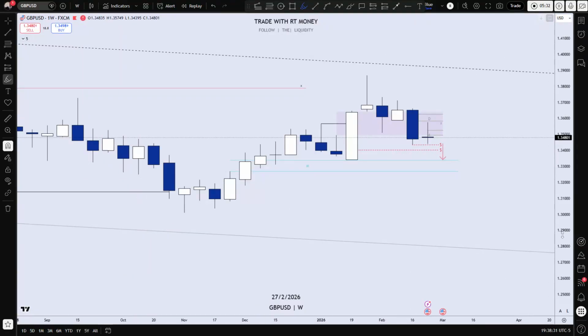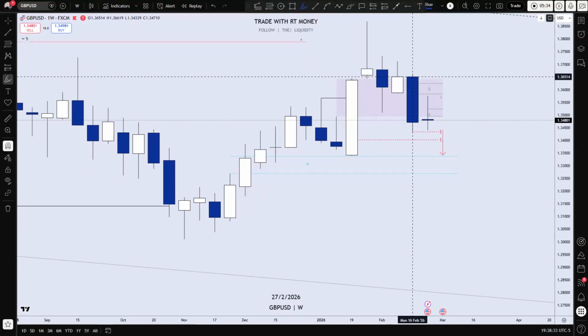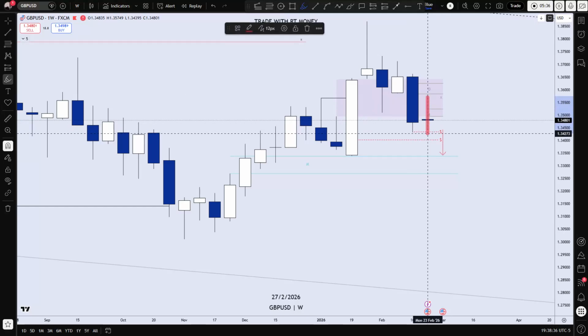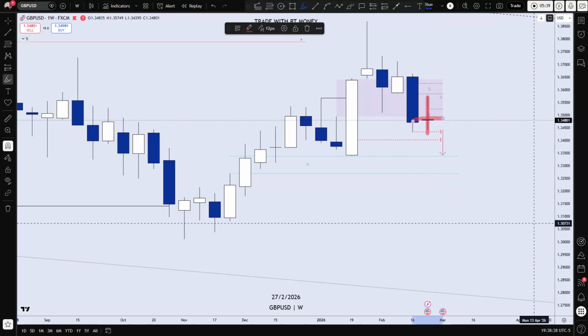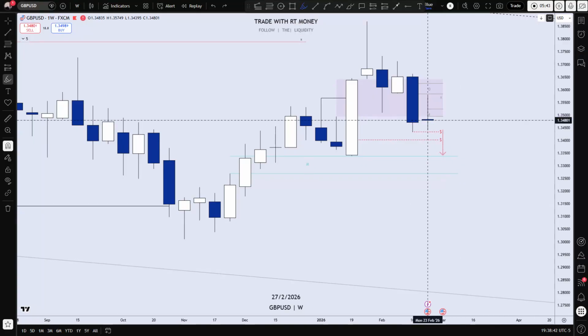All right, if we go to the weekly, you can see last week closed in an indecisive way. All right, it's an inside candle once again, now on the weekly.